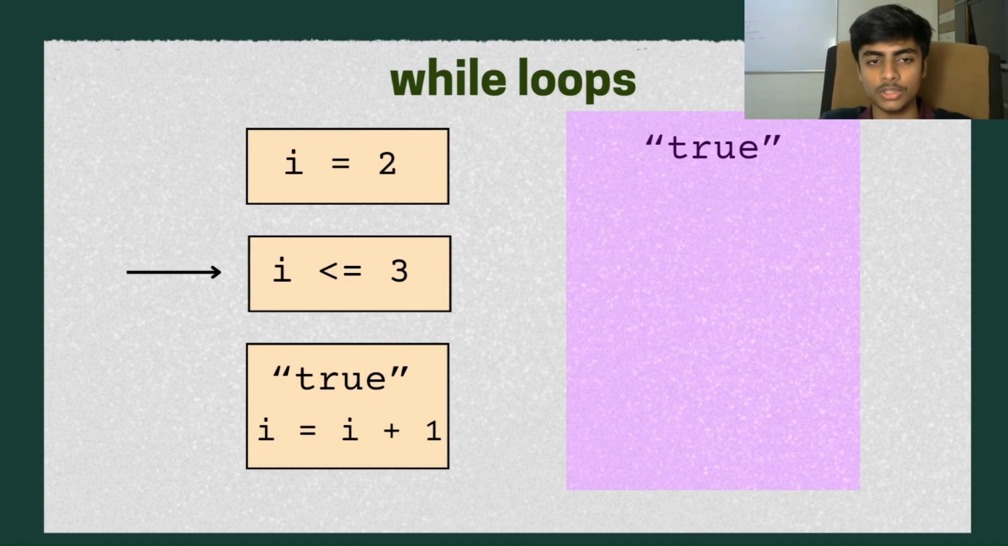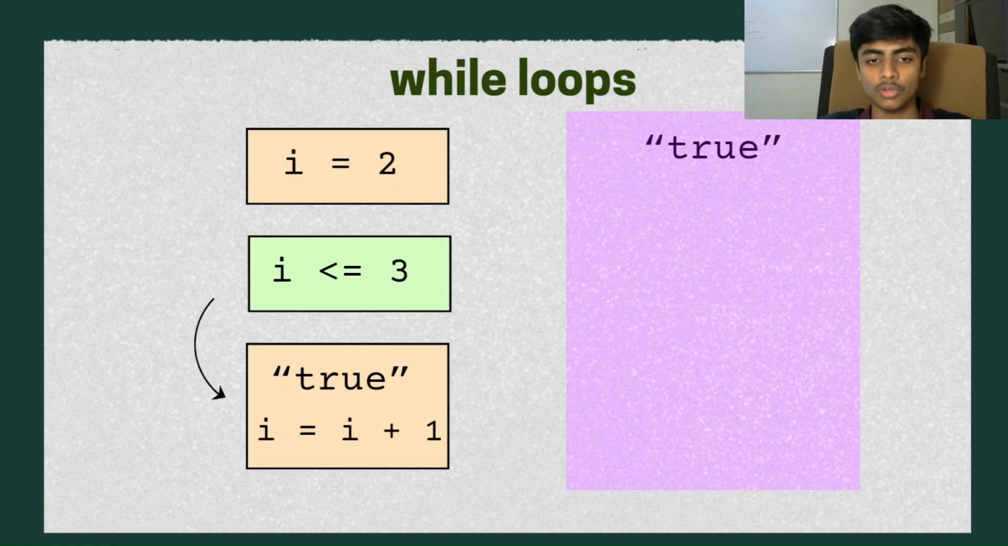So now in our condition, we're checking again if I is less than or equal to 3. Only if this condition is true, we're going to move back to the block of code. I is currently 2. We're checking if 2 is less than or equal to 3. Since 2 is less than 3, this condition is true, and we can move on to the block of code again.